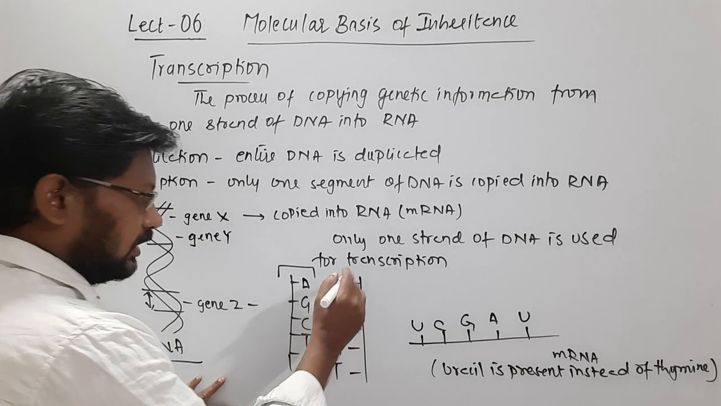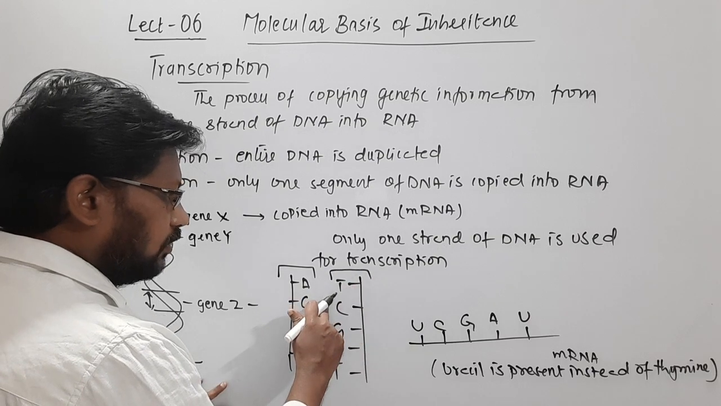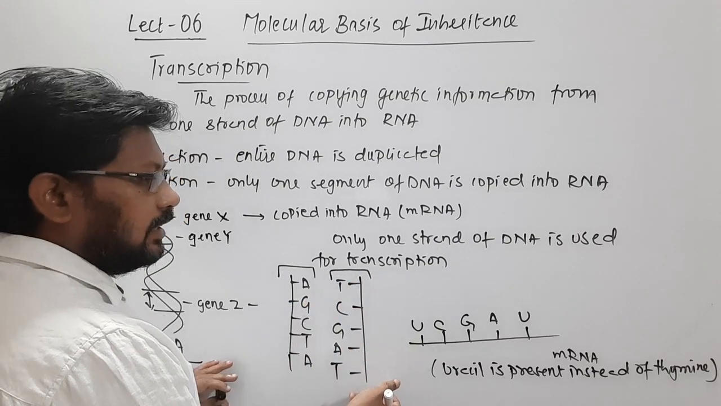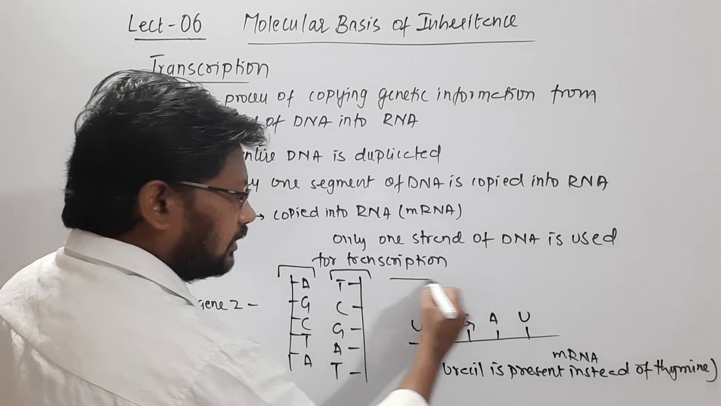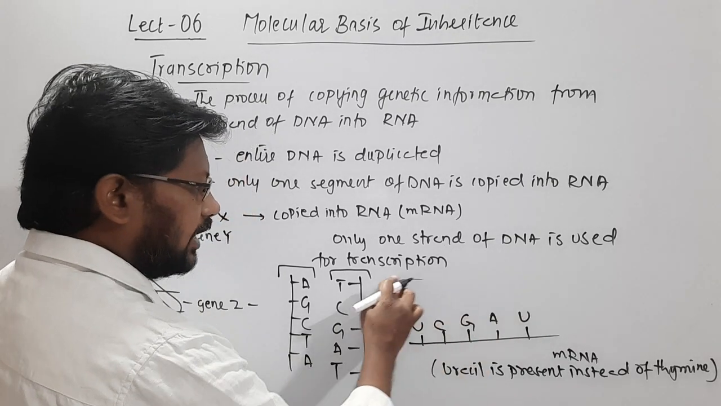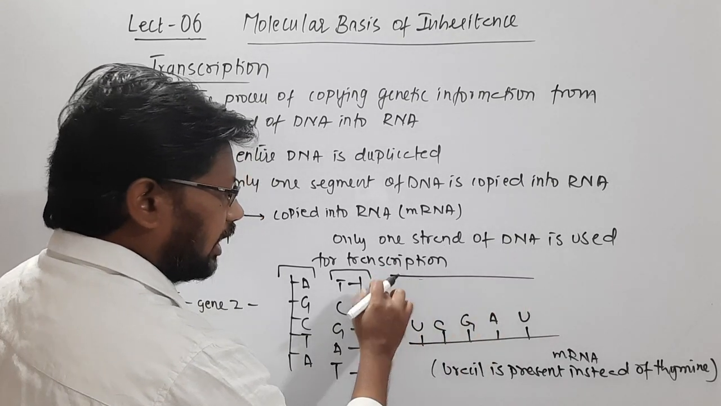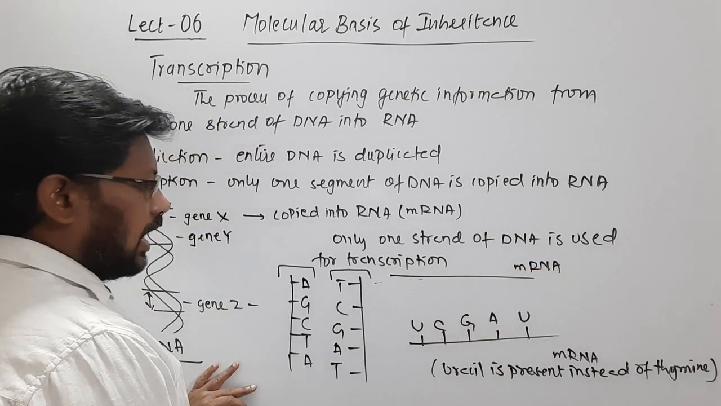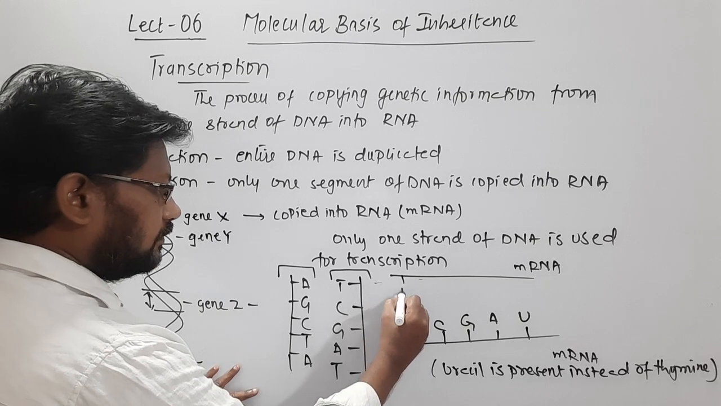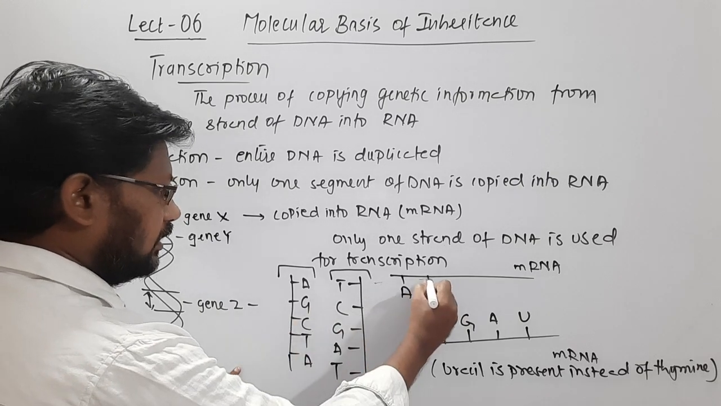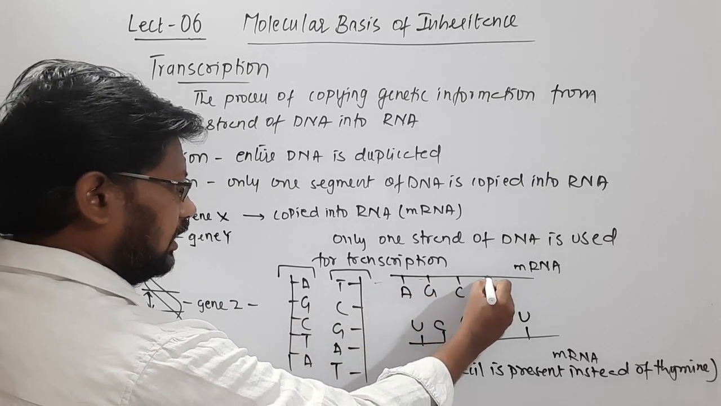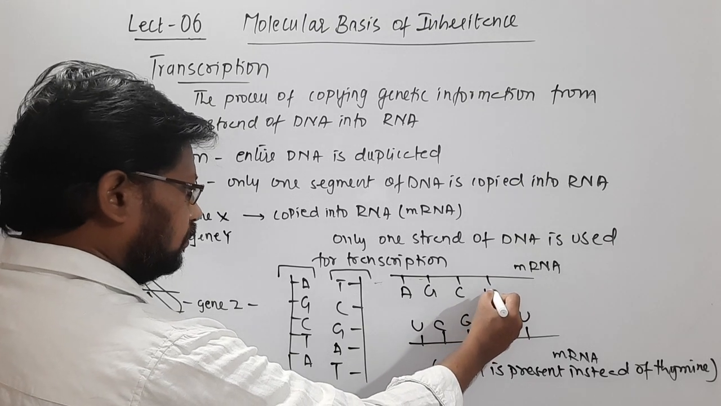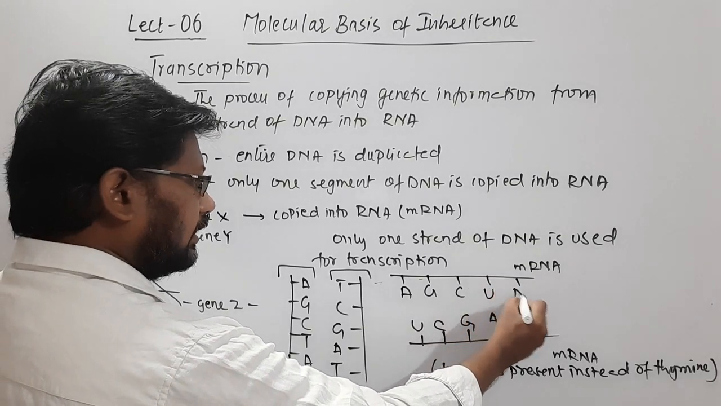Now suppose this strand is also transcribed, then what happens if that strand is also transcribed? So now here this is another mRNA molecule, and this will have A, then G, C, U, and A.